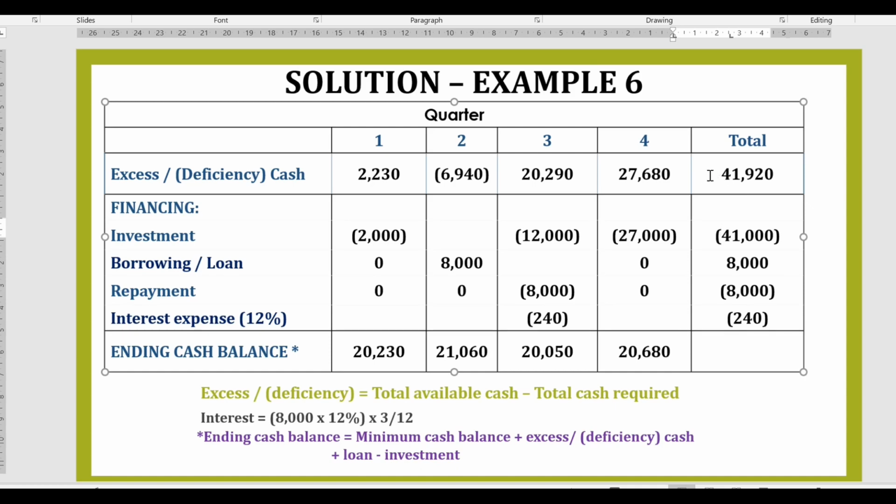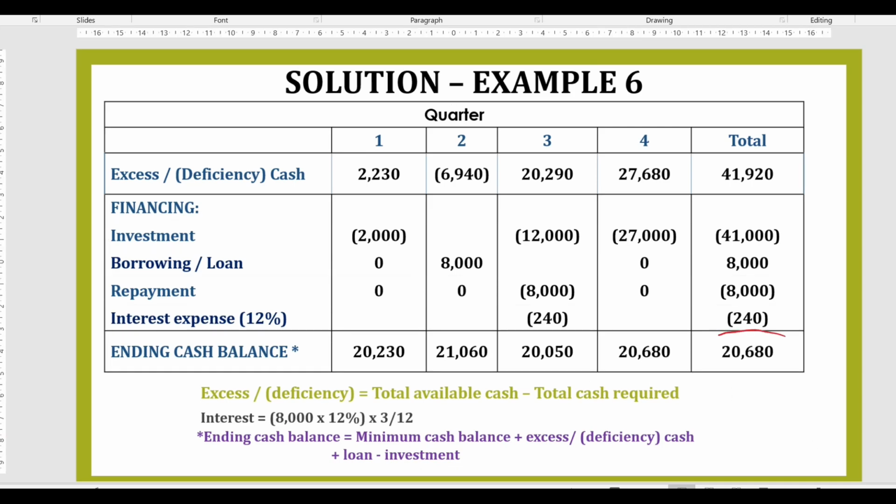Okay, so now you already have the excess of 41,920. So minus 41,000 plus 8,000 minus 8,000 minus 240. So your ending cash balance, okay, should be 20,680, which means this balance here mesti tally dengan the last balance from your fourth quarter. Must be the same. Kalau tak sama, that means when you add up the column for the total, ada silap di mana-mana. Right? So you must make sure the ending cash balance in the total column, okay, is the same amount that you got from your fourth quarter in the ending cash balance. Okay? So this is how we do our cash budget.